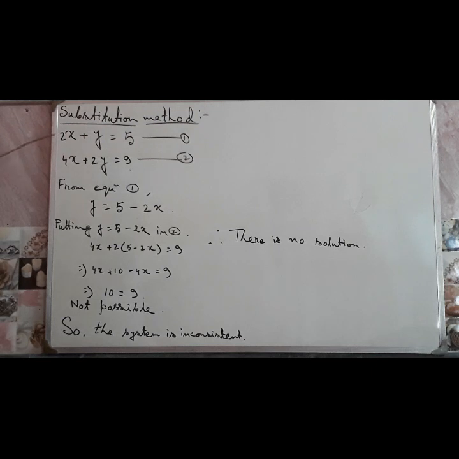You see here a1 by a2 is half, b1 by b2 is also half, but c1 by c2 is 5 by 9. So a1 by a2 is equal to b1 by b2, not equal to c1 by c2, and ultimately you got the result also, there is no solution.